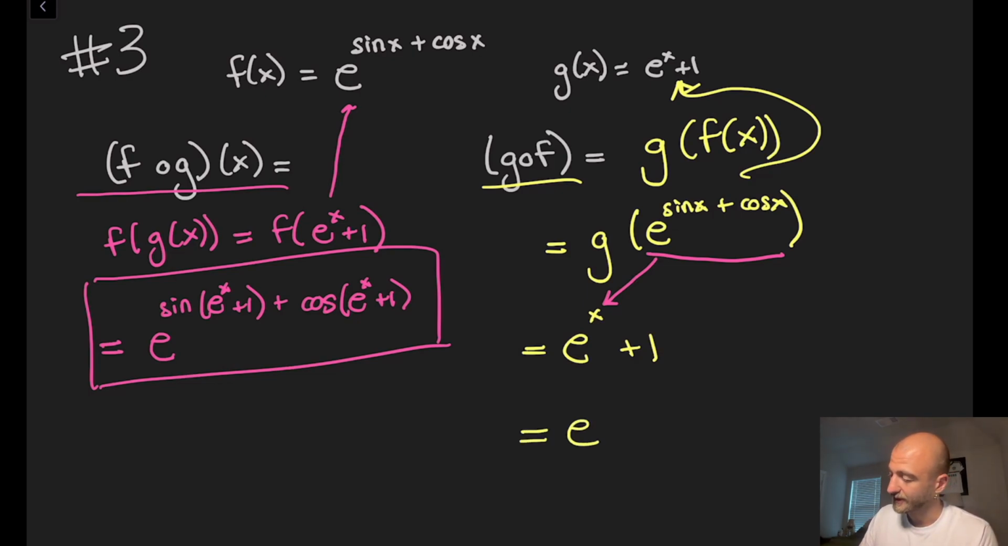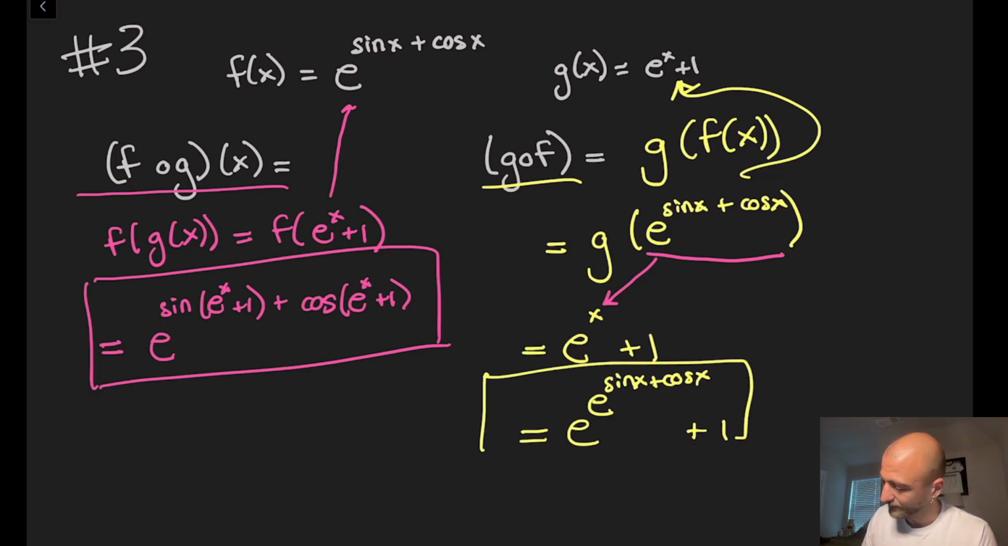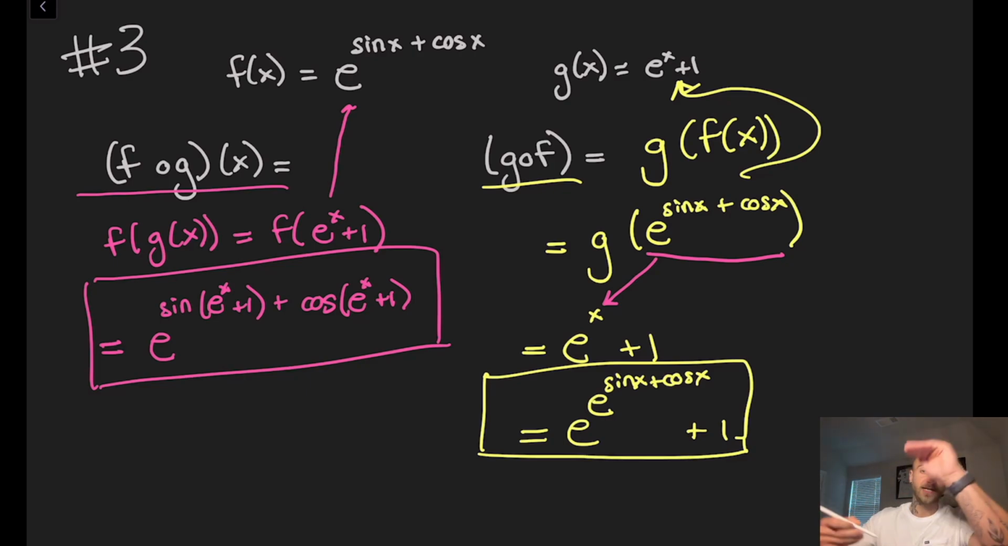So here we end up with an e to the, be careful, e to the sine x plus cos x, plus 1 remaining. You're unlikely to see something this weird come up, but it's a nice little example to show how the embeddedness of the functions looks.